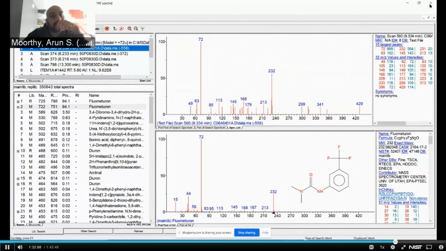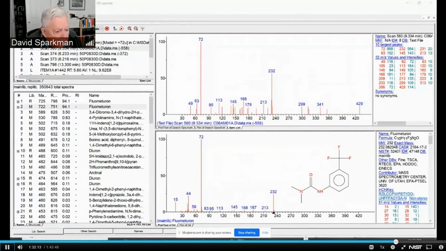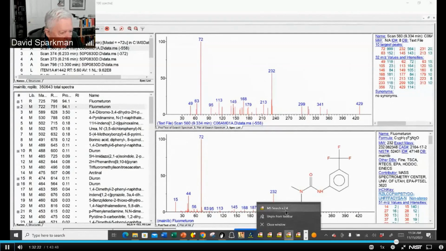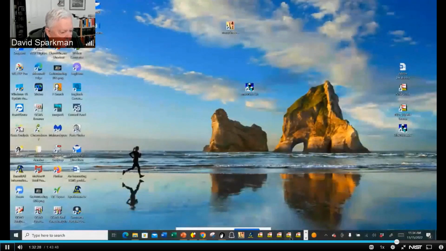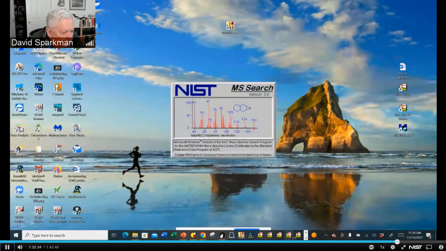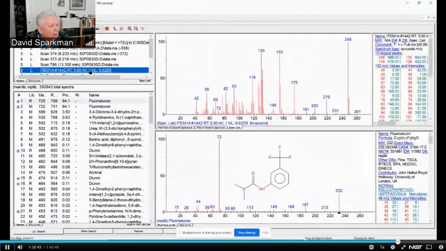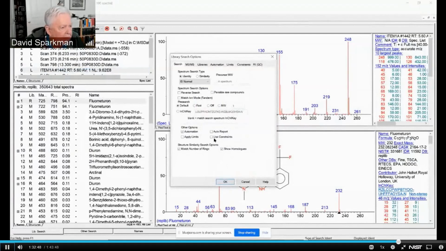What I'm going to do is try to close MS Search, and now I'm going to reopen it. Yeah, that looks better. There you go. Now we've got it working.